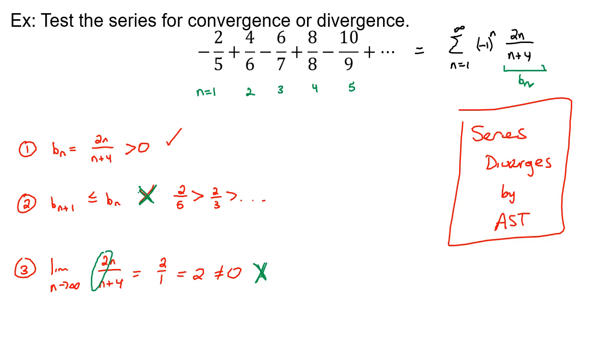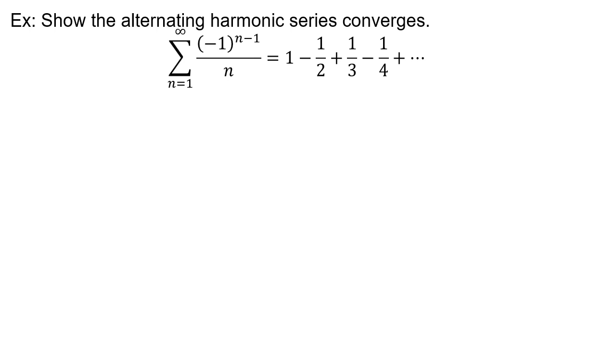So hopefully that's not too bad. Let's try this one. Show the alternating harmonic series converges. So this is the one I was talking about earlier, and I'll show you actually why this does converge. It does converge. This is actually one of the rare ones we could figure out what it converges to. And so we won't do that here, but I'll just show you that it does converge.